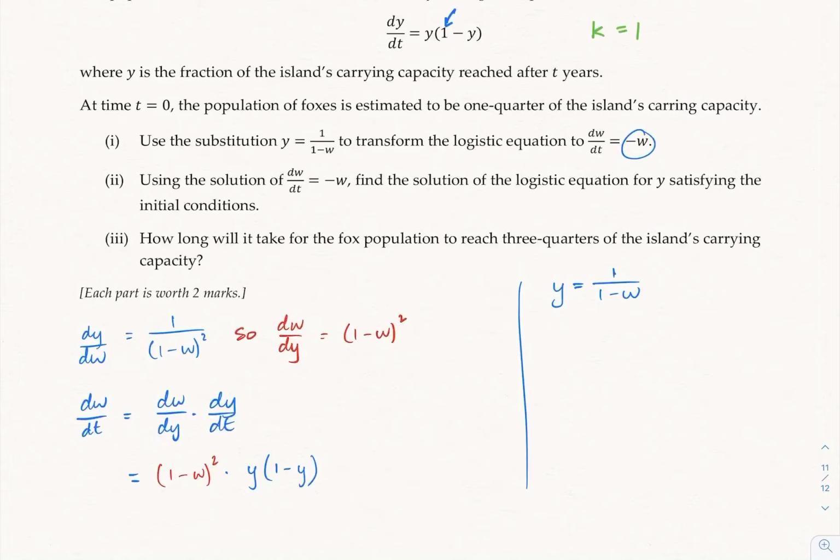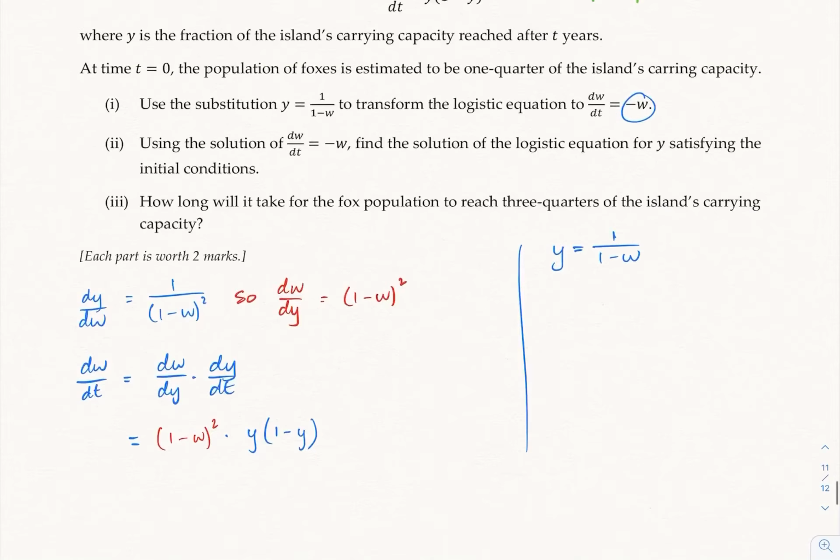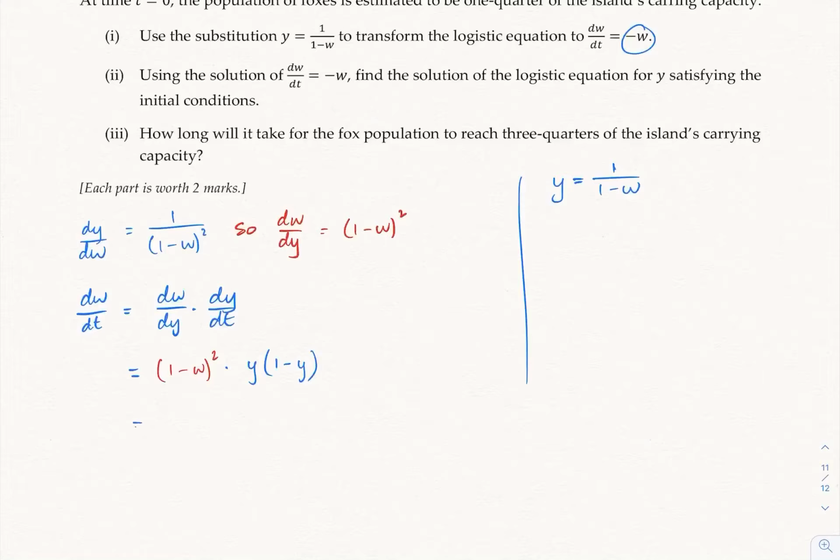So I'm going to turn this around a bit. So 1 minus w equals 1 over y. And, sorry, I don't need that. That doesn't help. This can be written in terms of w. I need that in terms of w. So if I can just show you my progress so far.